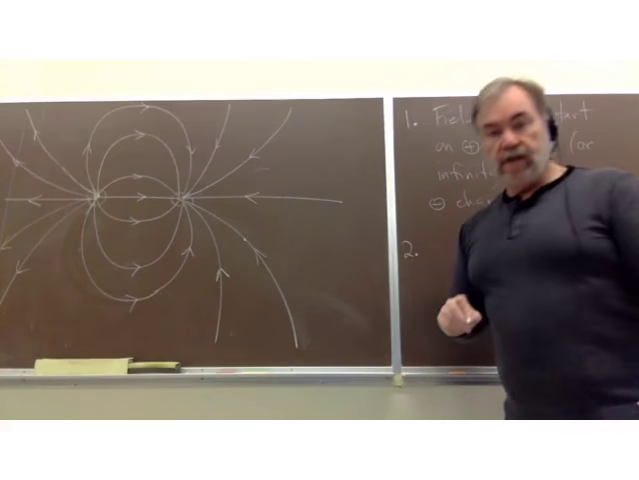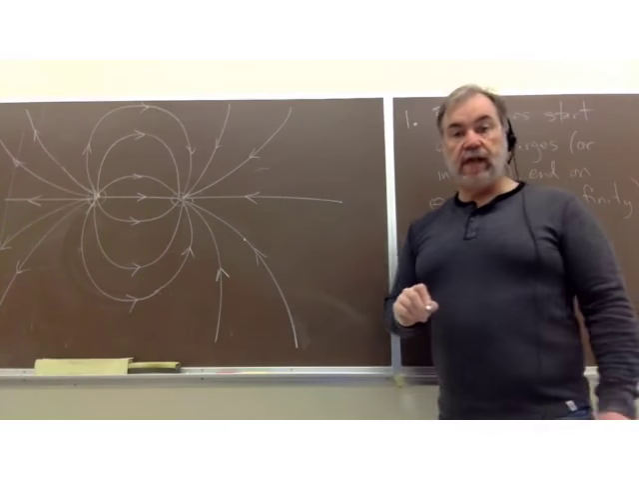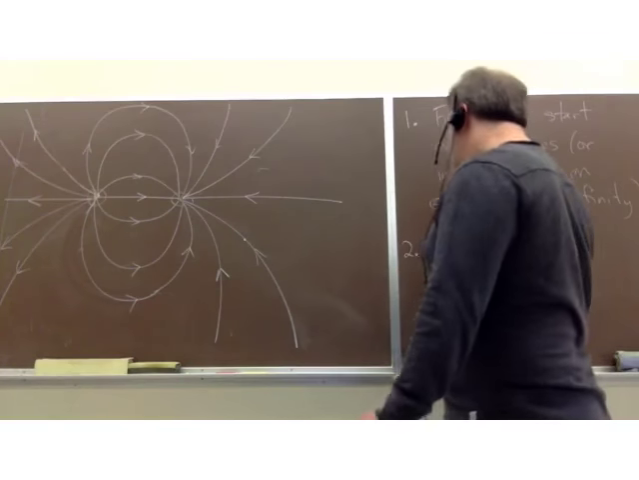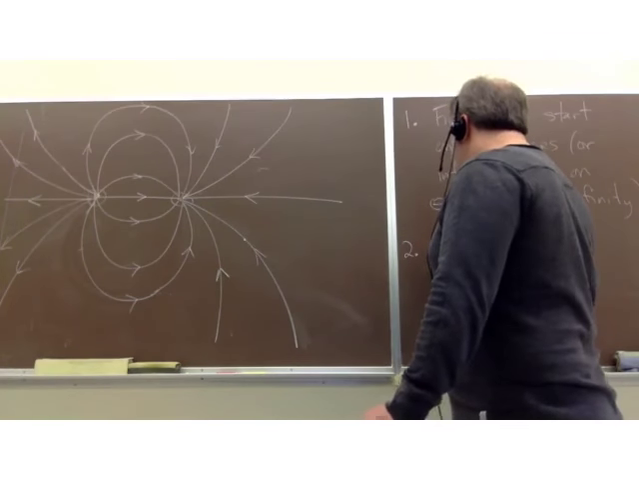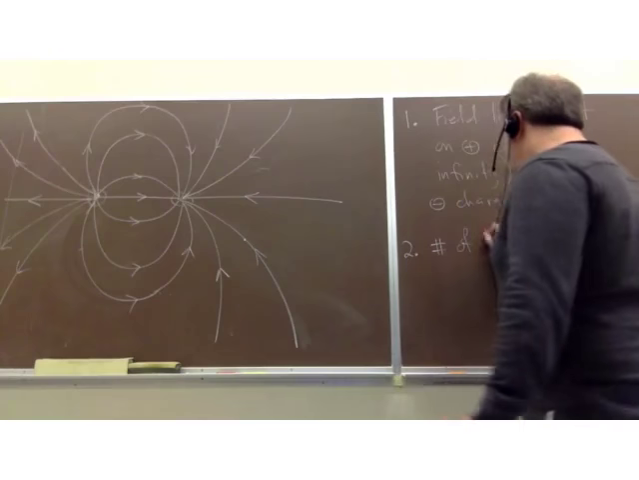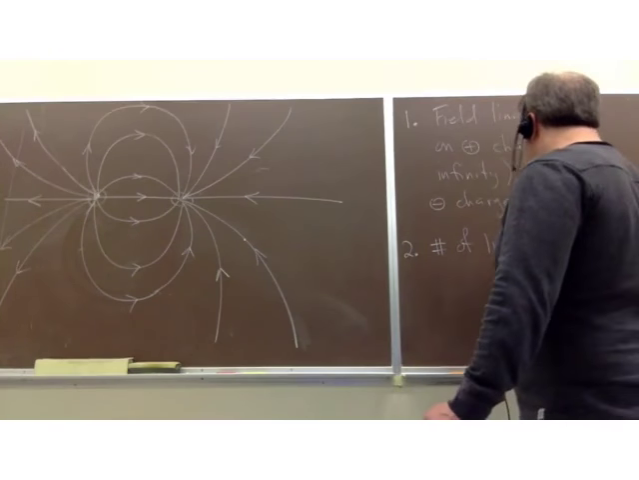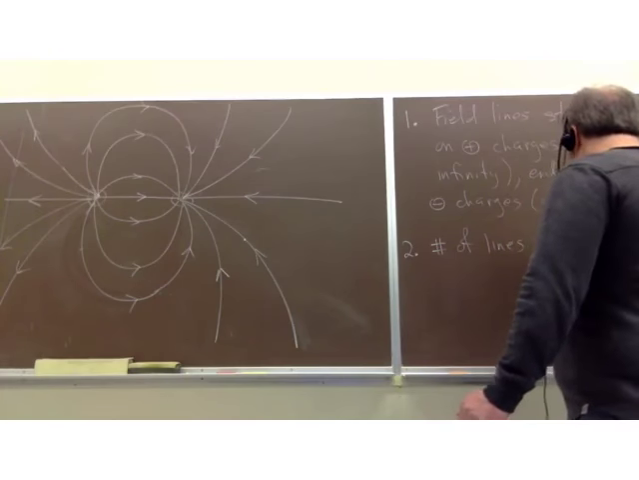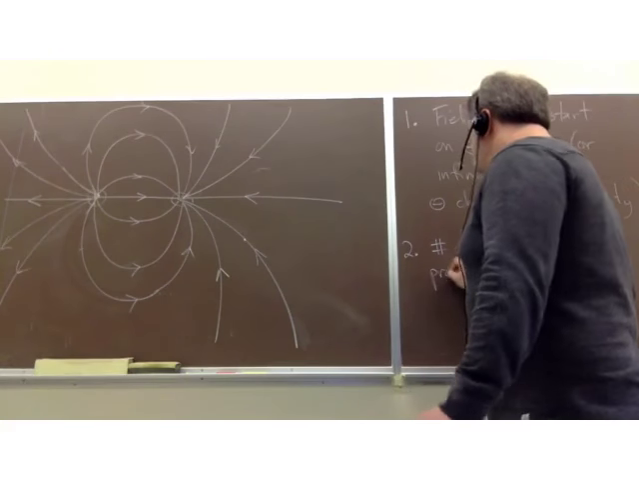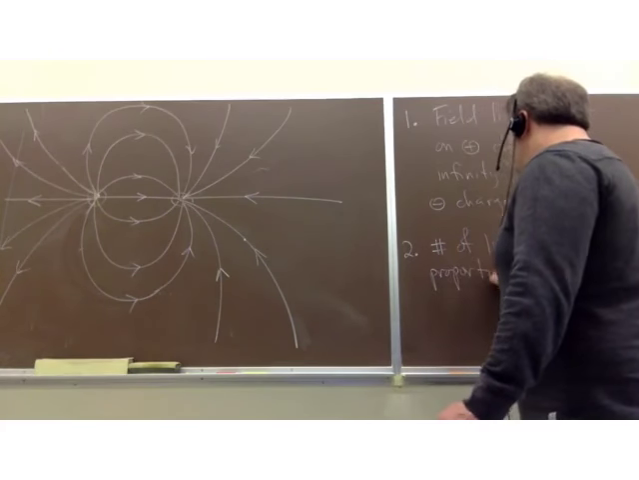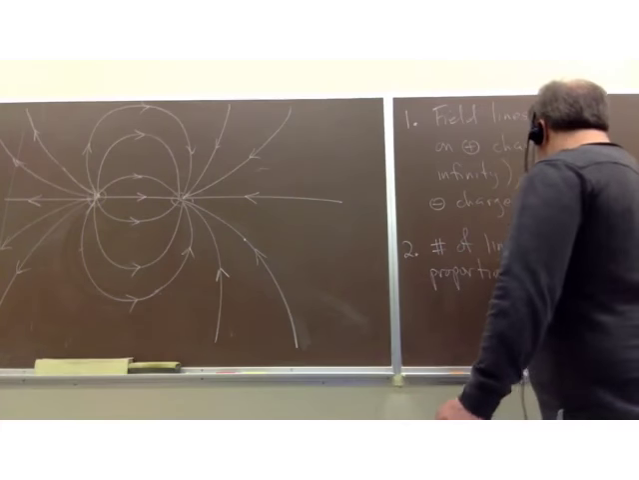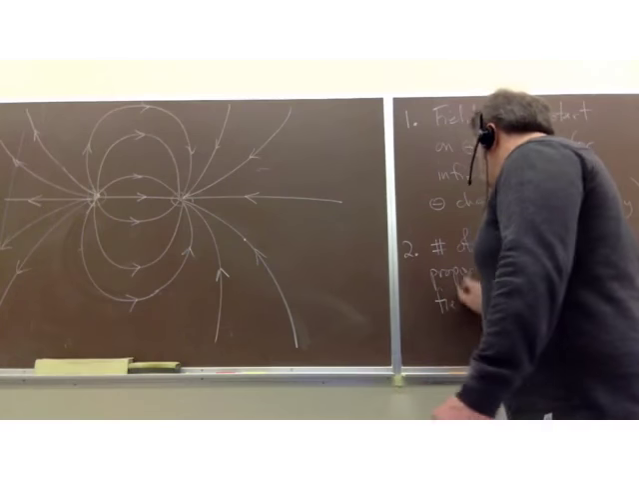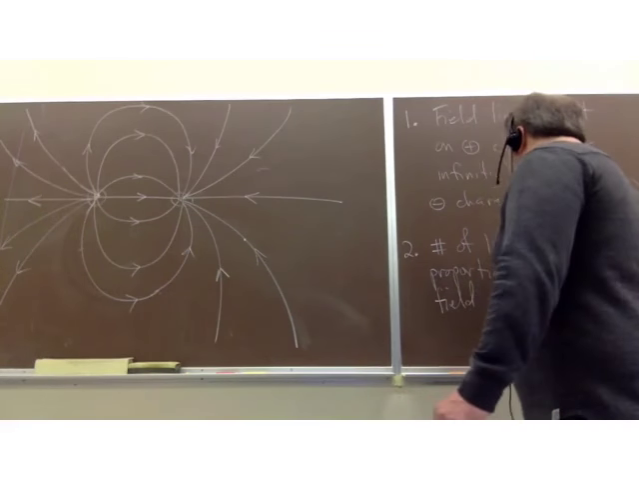Okay, rule number 2. Since the magnitude of the field is indicated by the density of the field lines, as I said a few minutes ago, the number of lines must be proportional to the field strength in that region.